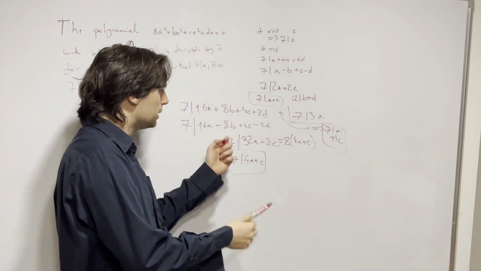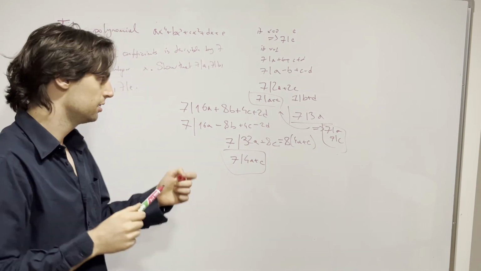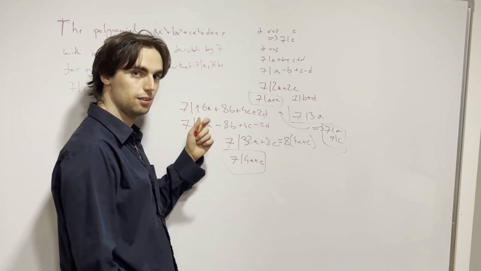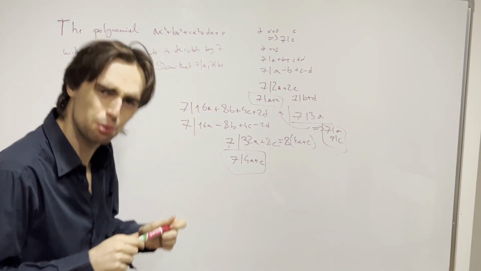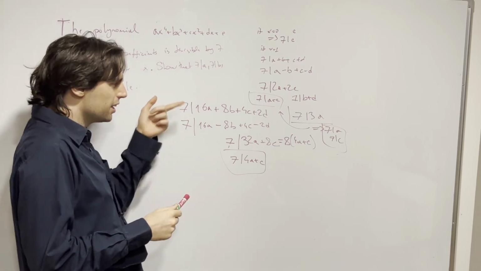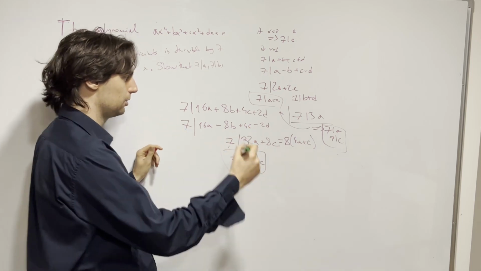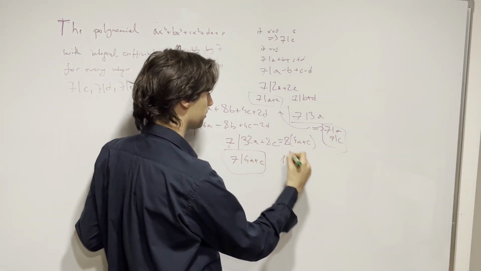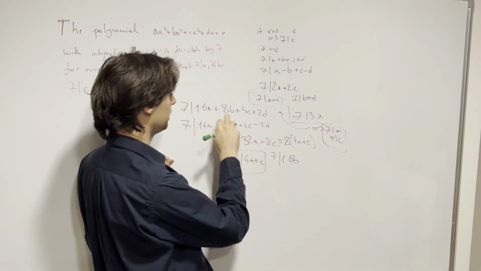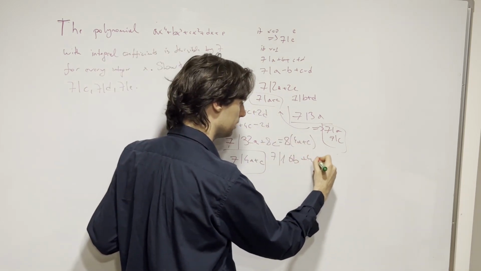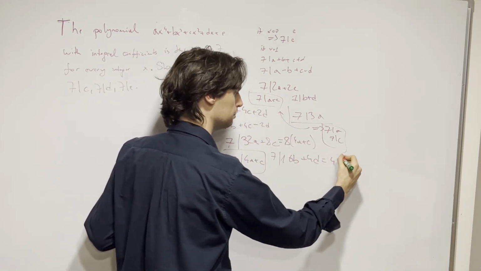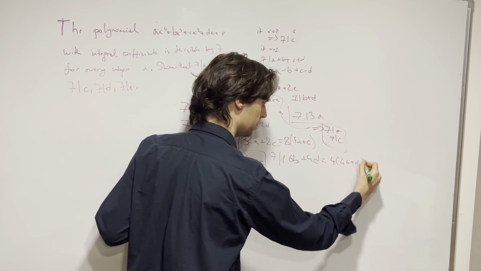What do we do with b and d? Well, I invite you to pause for 10 minutes and push the problem further. We did what? We added, so let's subtract. Let's see what happens when you subtract. You get 7 divides 16b plus 4d. This is 4 times 4b plus d.